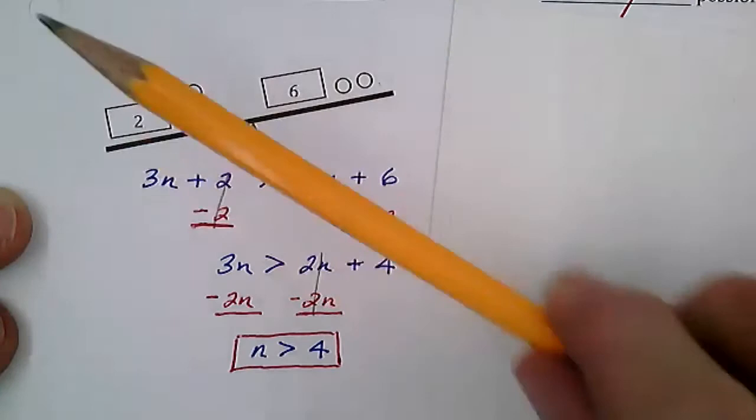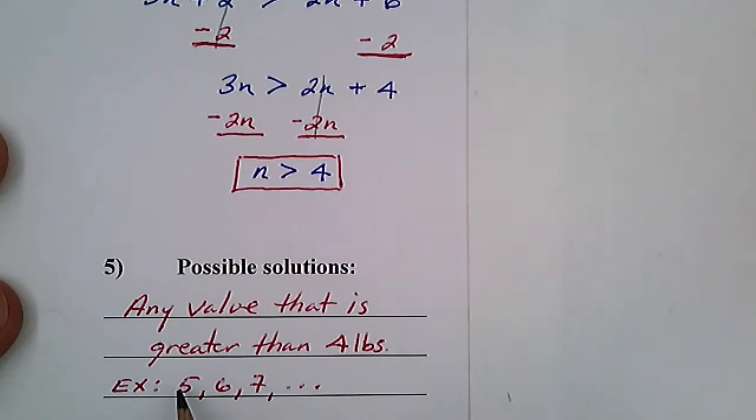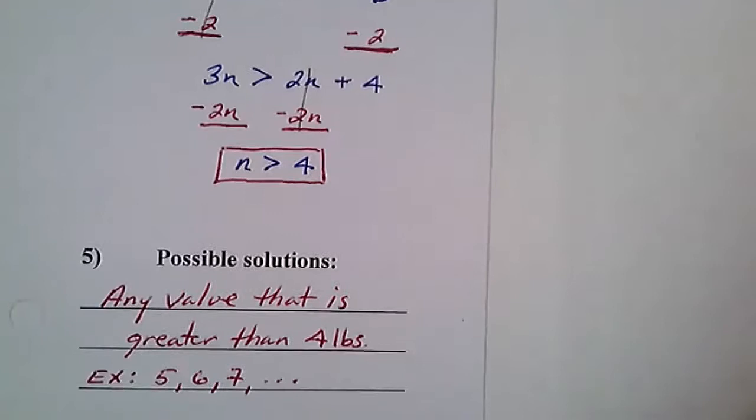All right, so we know that our possible solutions are anything that's greater than 4 pounds. It could be 5, 6, 7, 10, it could be 10,000 pounds, anything that's greater than 4. All right, let's go ahead and look at another example here. Let's look at number 6.